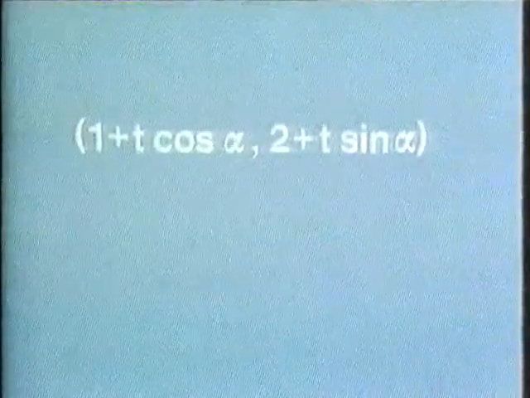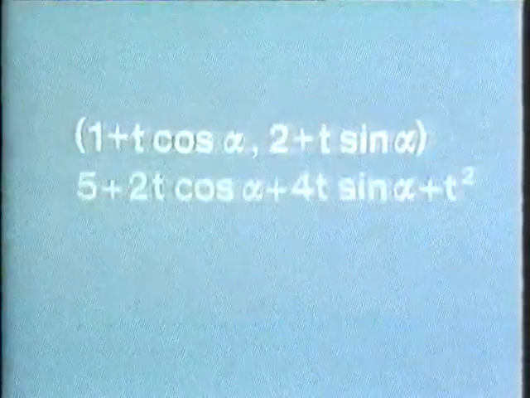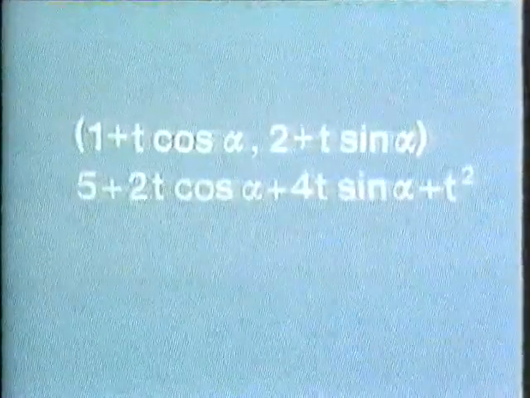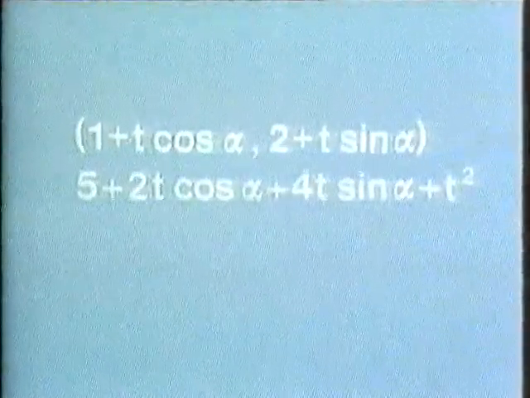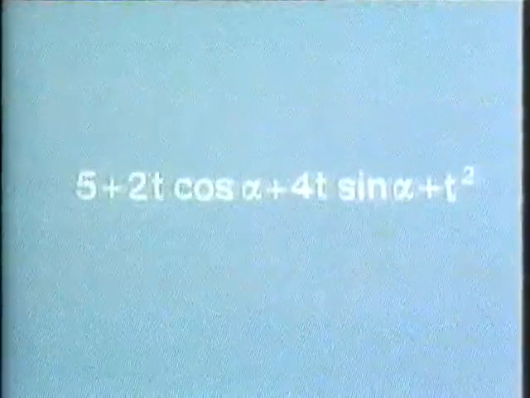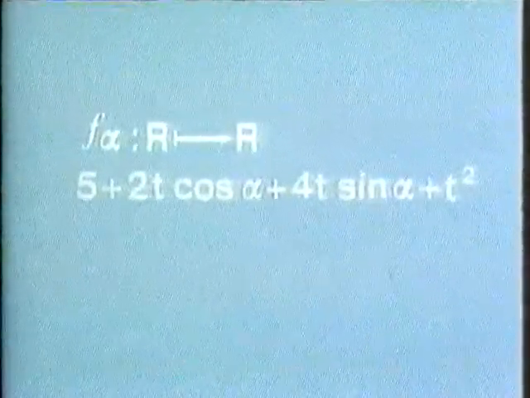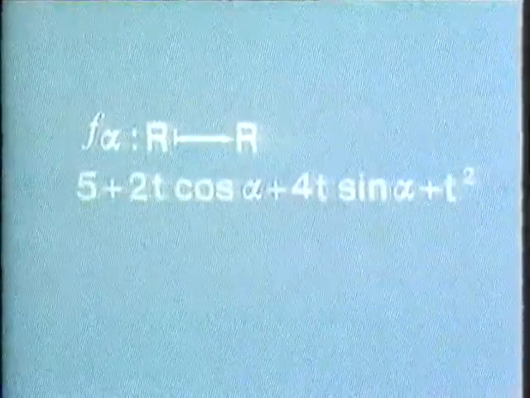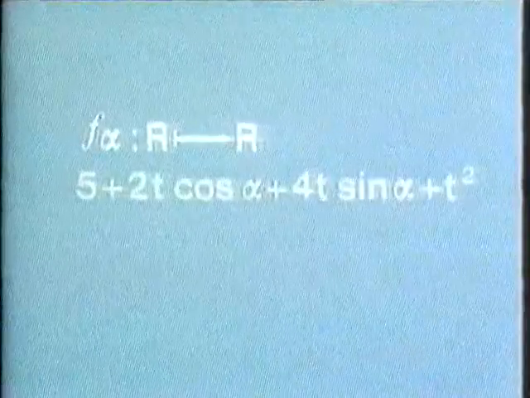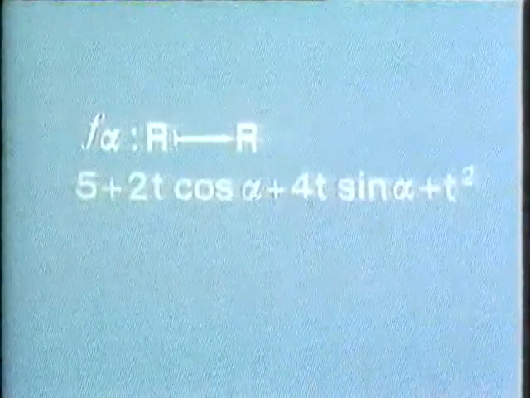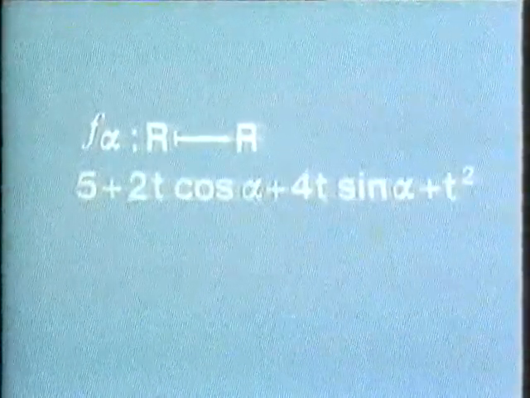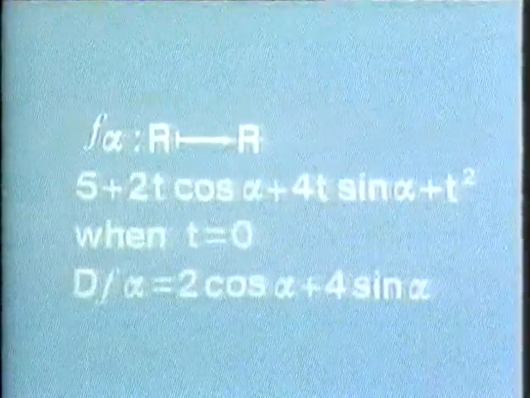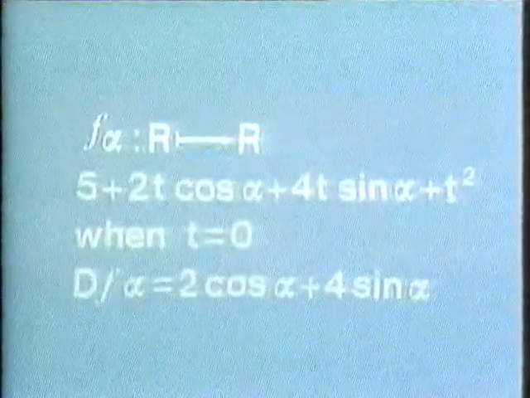The value of the function at this point is 5 plus 2t times cos alpha plus 4t times sine alpha plus t squared. And it enables us to define a function, f alpha, from R to R. It's a function in the variable t, mapping it to this value. The point (1, 2) we're interested in corresponds to the value t equals 0. We can differentiate this function and find the value of its derivative when t equals 0.